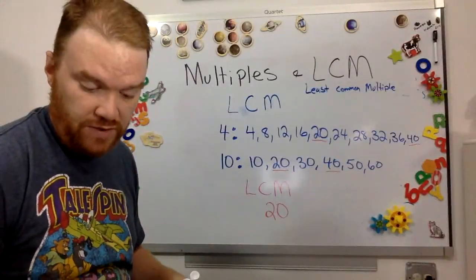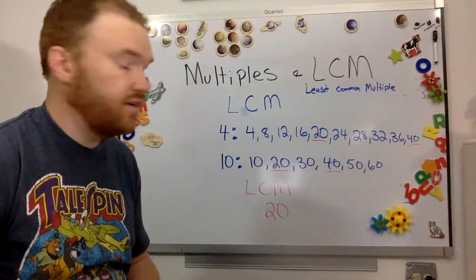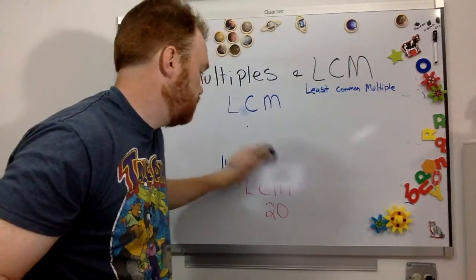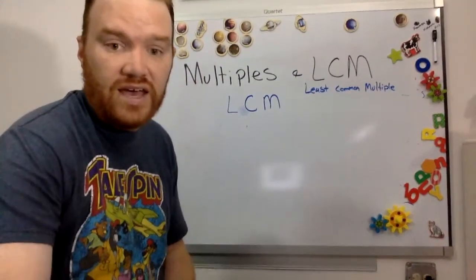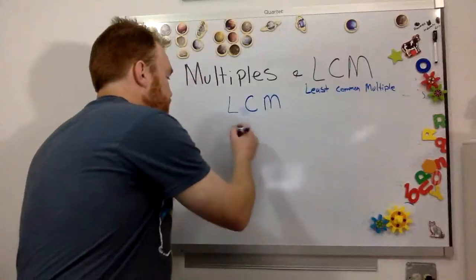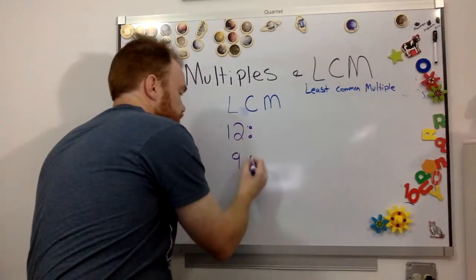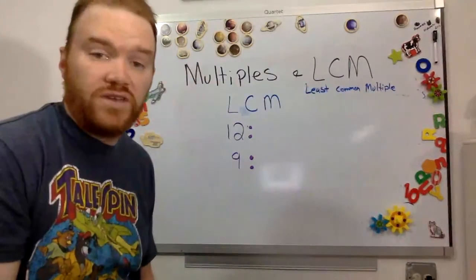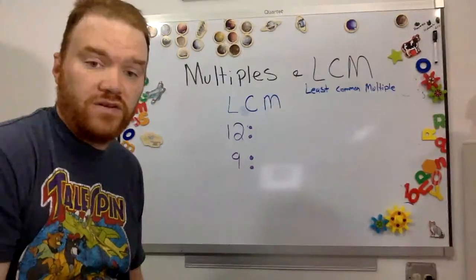Now I'm going to give you another moment to pause and find the least common multiple of two other numbers. So I'm going to erase this. Go ahead and find the LCM of 12 and 9. Go ahead and hit pause, and when you figure out your least common multiple of 12 and 9, you can click play again and check your answer.